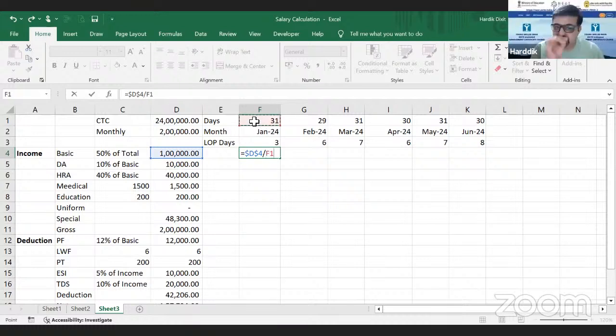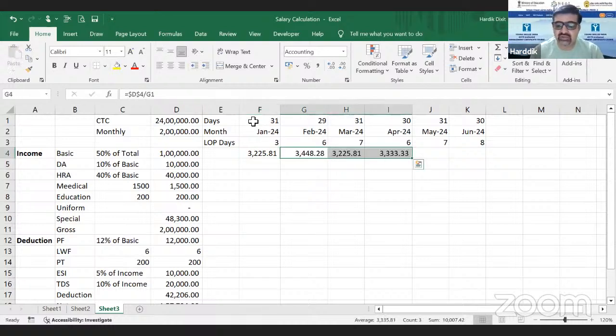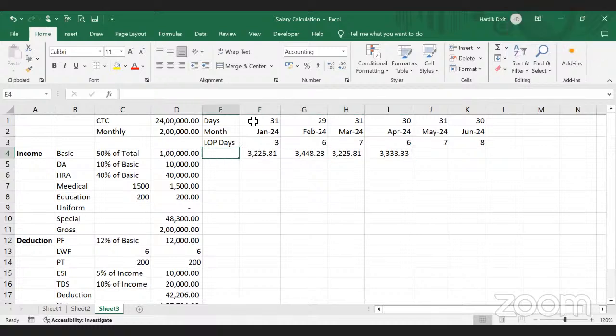So in this case, this will be your basic divided by 31 days. Likewise, in all 4 cases, in February it will be divided by 29, in March it will be divided by again 31, and in April it will be divided by 30. So this becomes your per day. Right? Yes, sir.